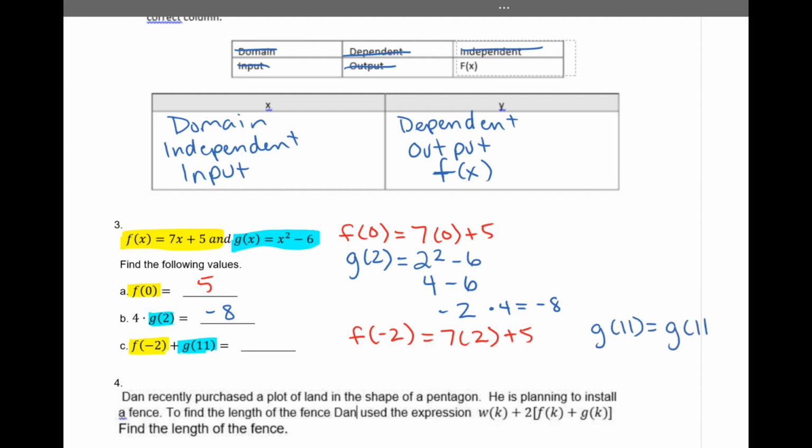G of 11 equals 11 squared minus 6. And it wants us to add both of these answers together. So you're going to find the answer of this, and you're going to find the answer of this, and add them together. And the answer goes into this box. You guys are going to have to do that problem. Very easy. I just set it up for you guys. No excuses as to, oh, well, I didn't get to do it.